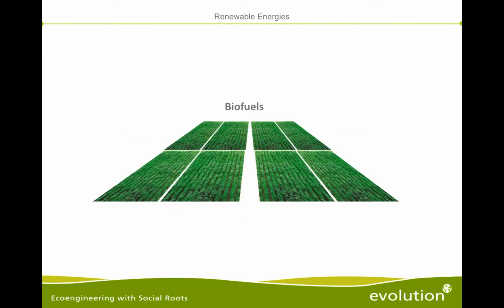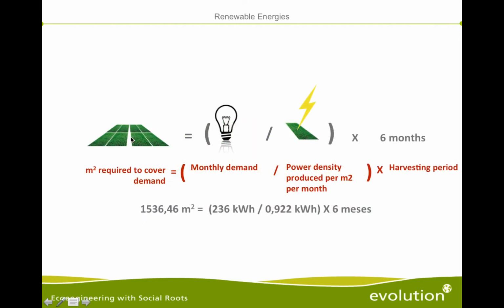Let's last now look at biofuels, the third that we're going to study for this lecture. Again, we need a meterage required to cover our demand. And the meterage that we need in meters squared depends on our monthly demand, the power density produced by our biofuel, and our harvesting period. Now, what I'm going to do here is say let's have a pretty high power density biofuel, such as sugarcane, and take the leap of faith that by clever crop rotation we can harvest every 6 months. Now this gives us just over 1,500 meters squared of crop.